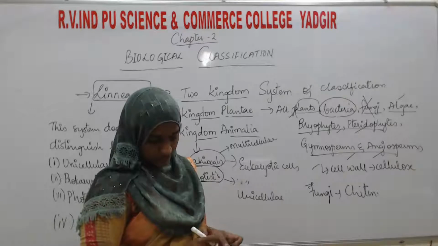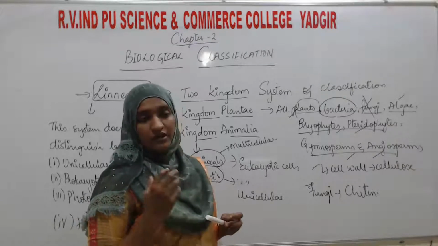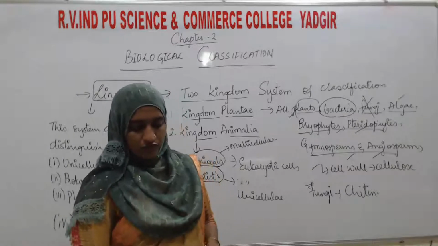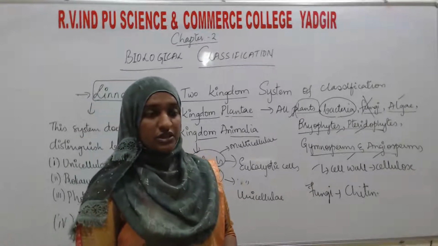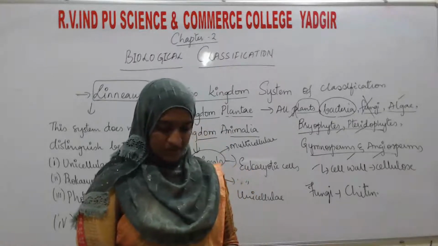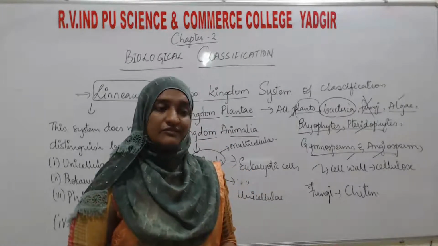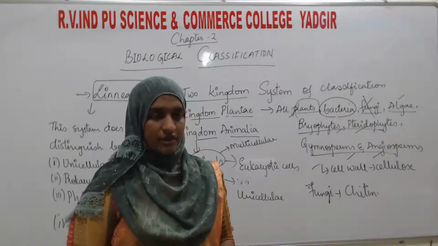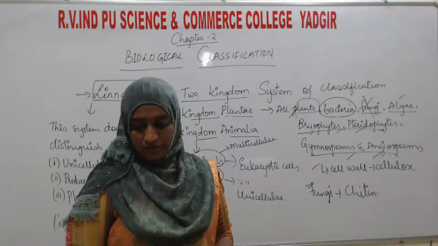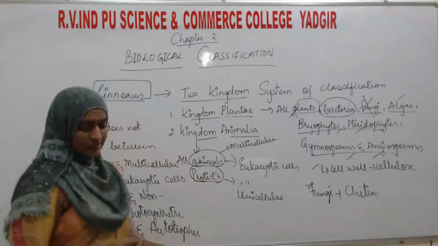So altogether, based on morphology, other characters like cell structure, nature of the cell wall, mode of nutrition, habitats, methods of reproduction, and evolutionary relationships are considered for further classification. And what is that classification? That is the five kingdom classification. So let's see here about the five kingdom classification.